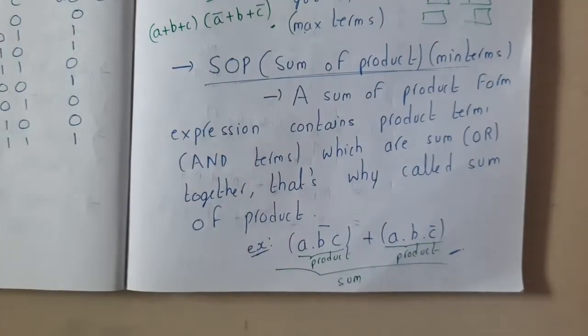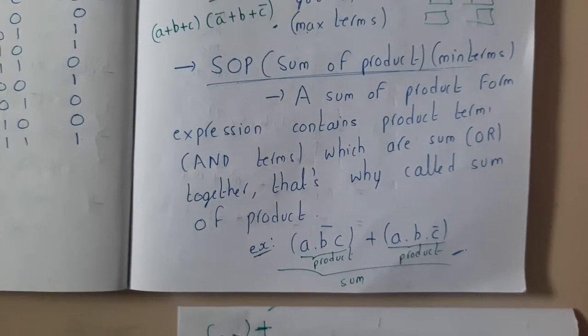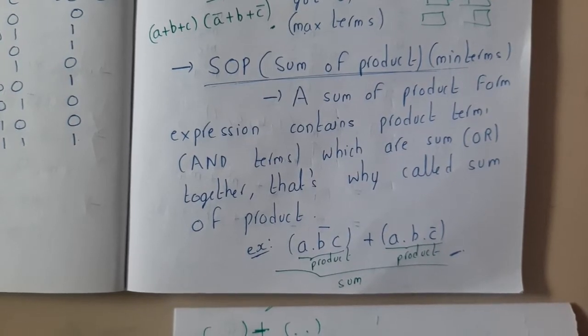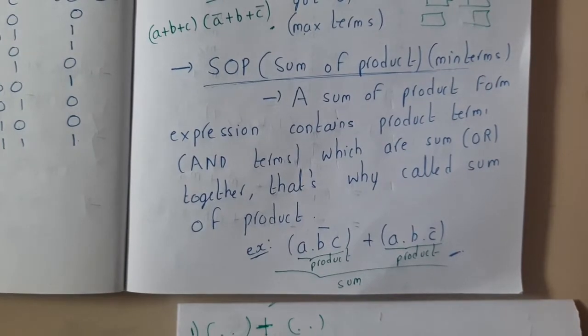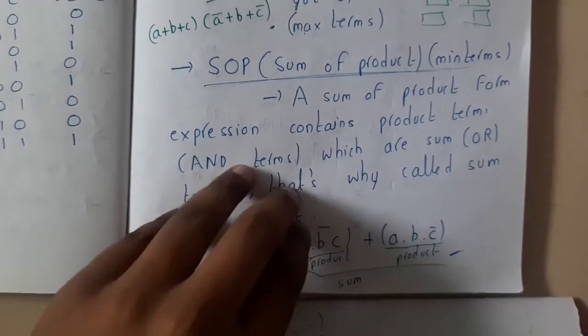It will look in this way. It is nothing but a summation of some product terms, guys. In simple words, you got a clear idea, right? So this is the first thing, how they are represented. And the second thing is, what do they represent?